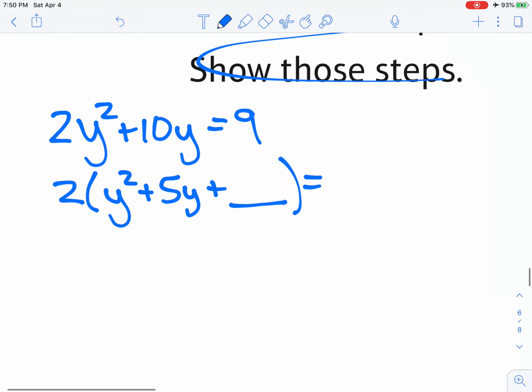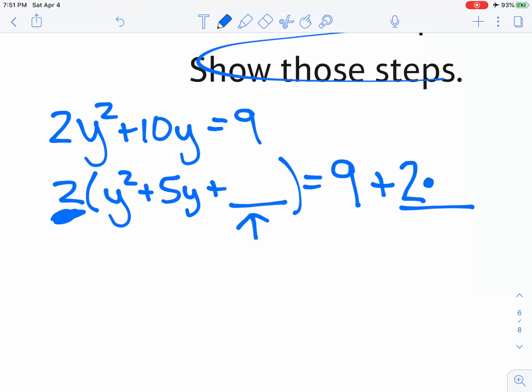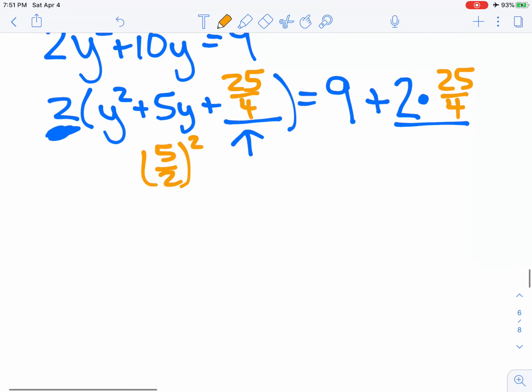Now remember, because the 9 is on the other side of the equal sign, we're just adding on. But you have to remember this 2 right here needs to be multiplied by whatever my c value is going to be. And hopefully by now you've got the c value down. So 5 divided by 2 squared. Oh, that's not going to be pretty, is it? So that's going to be 25 over 4. I definitely should have picked a different problem, but that's okay.